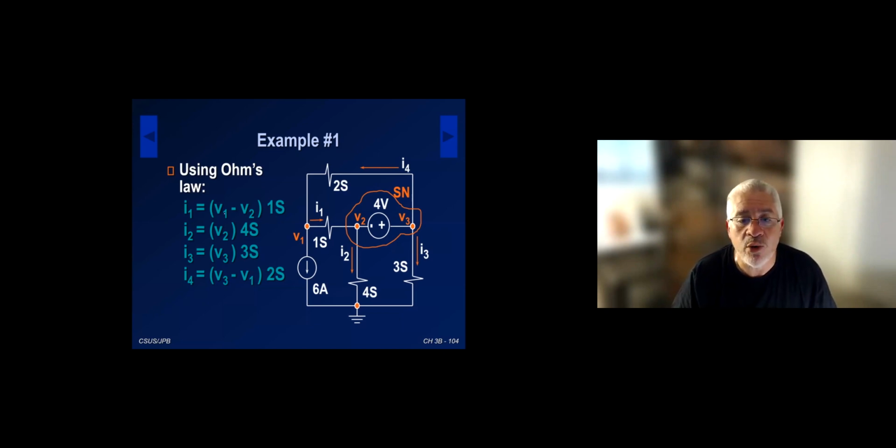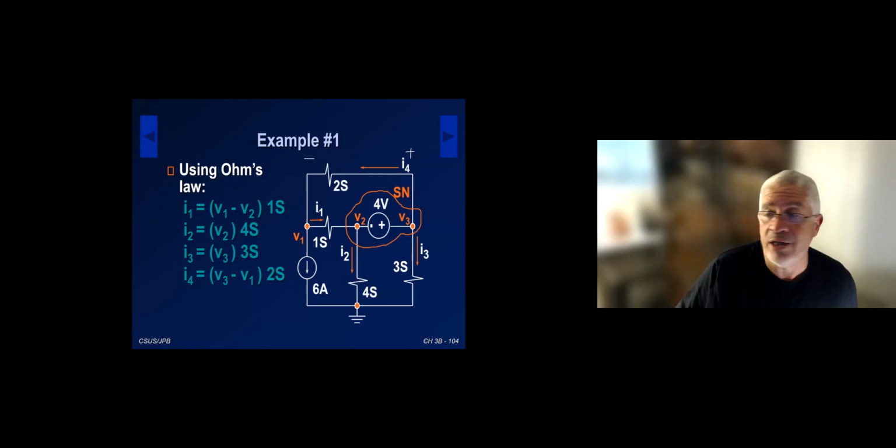So anytime we're writing Ohm's law, we're looking at passive sign convention. For example, I4, I put it going from right to left, so my plus is here, my negative is here. Okay, so I4 is V3 minus V1 divided by the resistance, or multiplied by 2. And a similar thing for I1, I2, and I3.